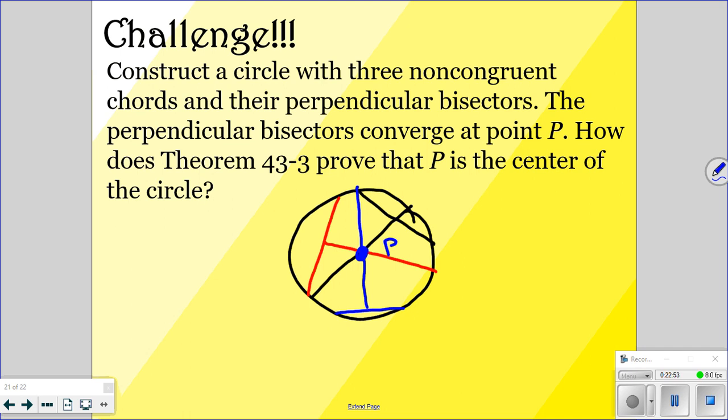Well, the perpendicular bisectors of chords all contain the center of the circle, according to theorem 43.3. So all 3 of the lines that I'm about to draw in green, this line, and this line, all have to be diameters, which contain the center of the circle. And so since they all intersect at that one spot, that has to be where the diameters intersect, which is the center of the circle. So P has to be the center of your circle.